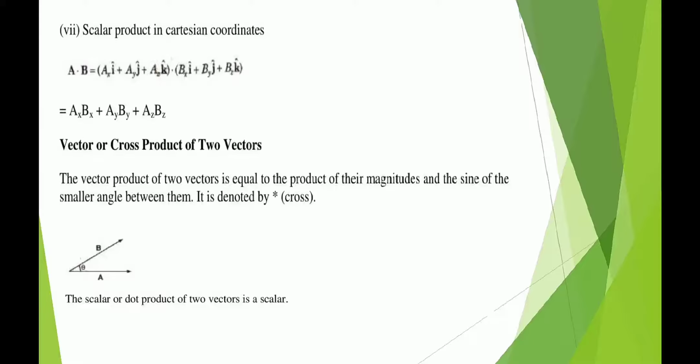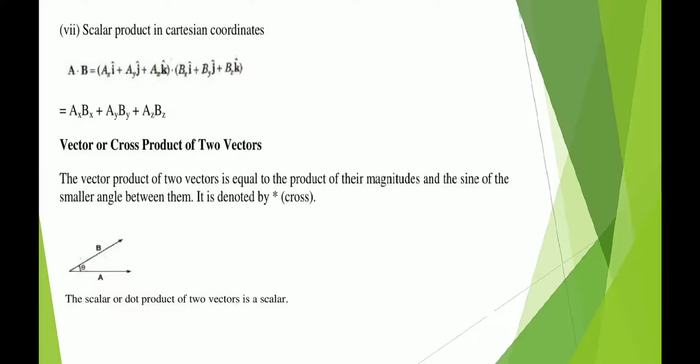Seventh one, scalar product in Cartesian coordinates. A dot B is equal to (ax i cap plus ay j cap plus az k cap) dot (bx i cap plus by j cap plus bz k cap), which is equal to ax into bx plus ay into by plus az into bz. Vector or cross product of two vectors.